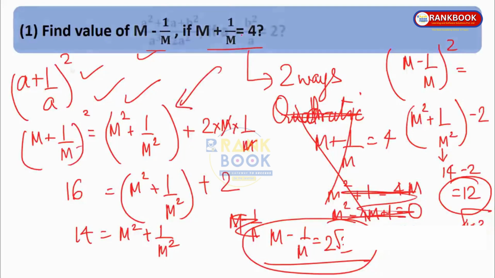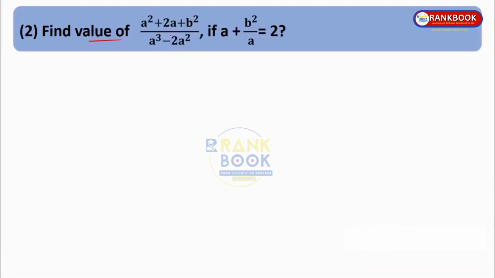Moving to next question. Find the value of a square plus 2a plus b square divided by a cube minus 2a square, if a plus b square by a equal to 2. Again, very easy. Let us see how we can do it. Now over here, we see that this is like the basic formulas which we have seen, but they are not exactly in the same format, right? So let us see what we can do, okay?